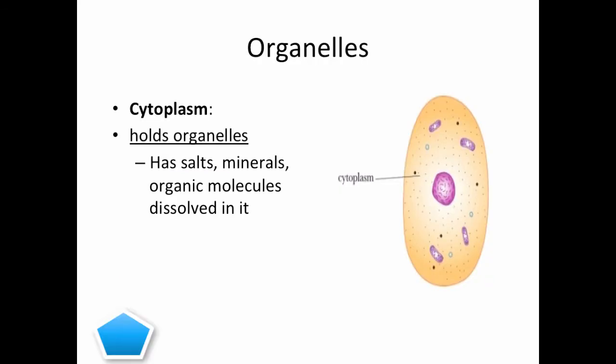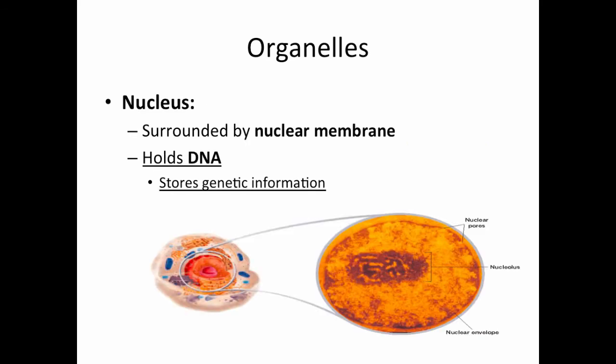The cytoplasm is next, the space in which all the organelles are kept. It's made up of salts and minerals and organic molecules. If you remember, that would be anything that contains carbon, so that's carbohydrates, proteins, and lipids. The next organelle is the nucleus, very important because it is where the DNA is located, and that means it's the storing of our genetic information. Again, that's very different than prokaryotic cells. All eukaryotic cells have a nucleus that holds their genetic information.